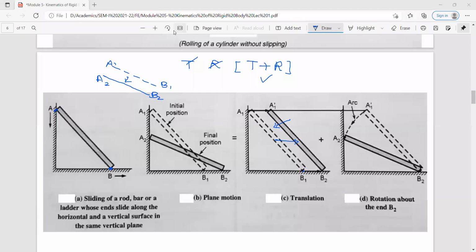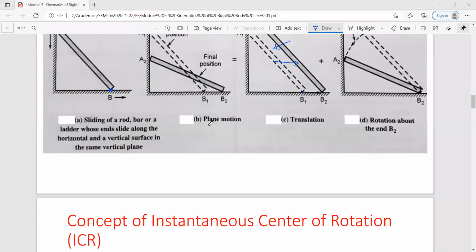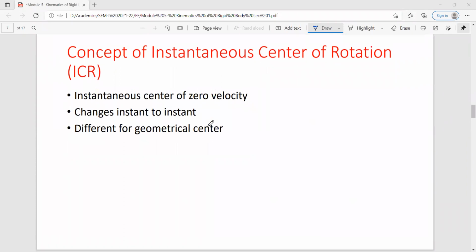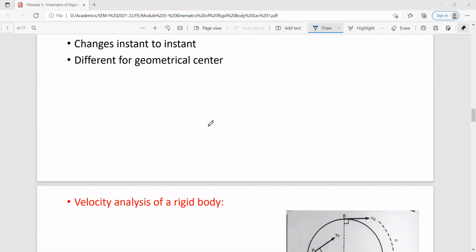Okay, thank you. So is it done up to this? Should we move to the next point? Yes, sir, you can. Okay. So very important point now. All of you pay attention.